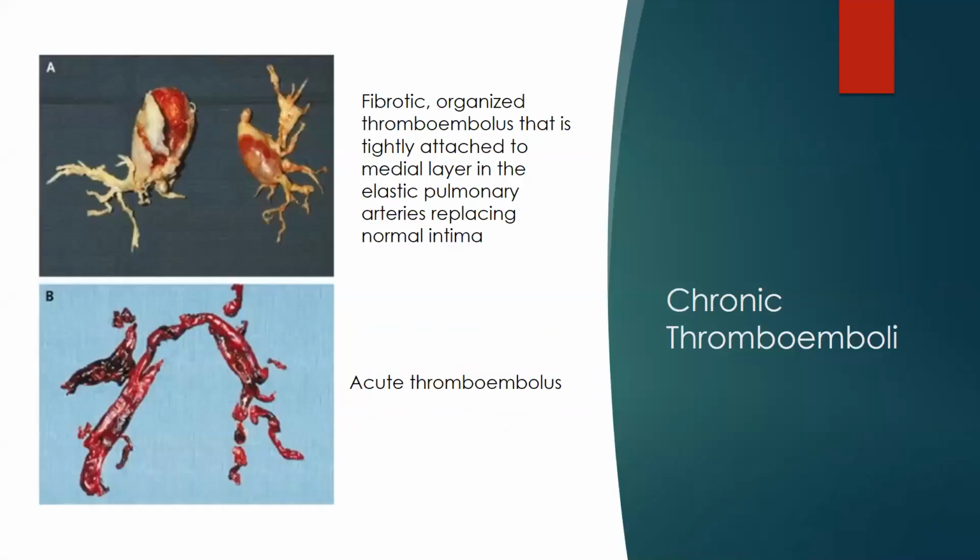So these are just examples of an acute thrombus that was extracted, and then you can see the difference here, slicing open the vessel, how fibrotic and organized this thing is and attached to the medial layer of the artery. So it really has been there for a long time and had a lot of remodeling, and those are much harder to remove.